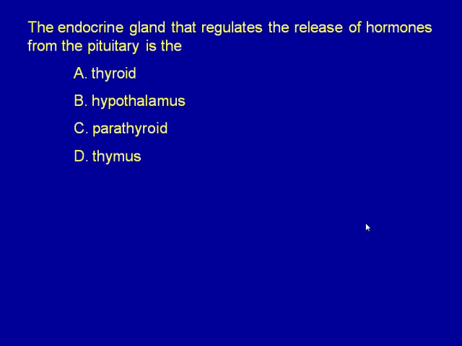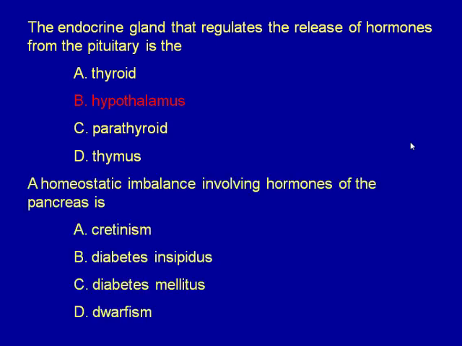Let's test your knowledge. The endocrine gland that regulates the release of hormones from the pituitary is the thyroid, hypothalamus, parathyroid, or the thymus. And of course, the hypothalamus is the one that controls the pituitary gland.